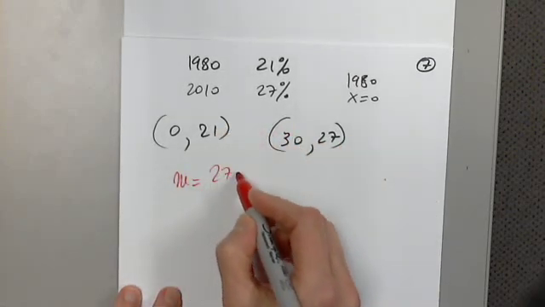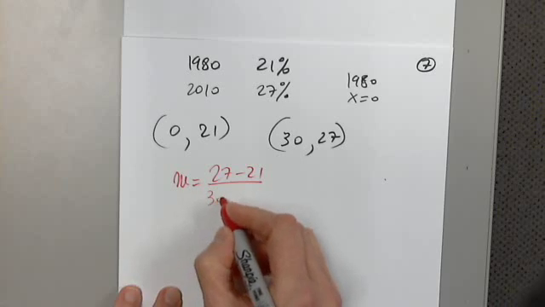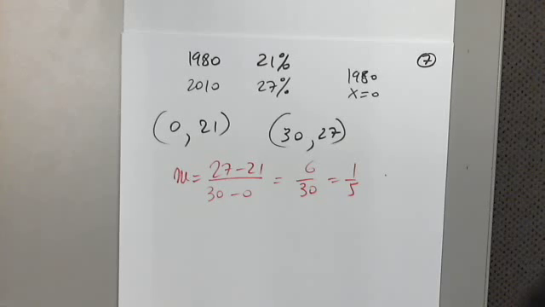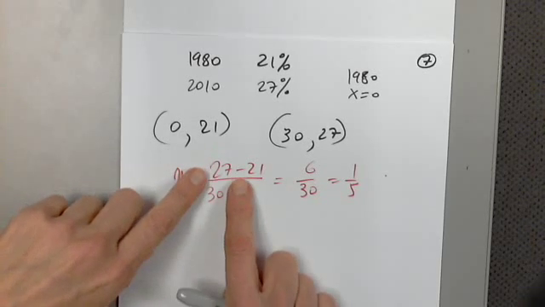27 minus 21 over 30 minus 0. So 6 divided by 30, or 1/5. It means nothing without the measurement unit. So let's find the measurement unit. The measurement unit is a ratio of 2 measurement units, one from the top and one from the bottom. So top over the bottom. What is the top given in?